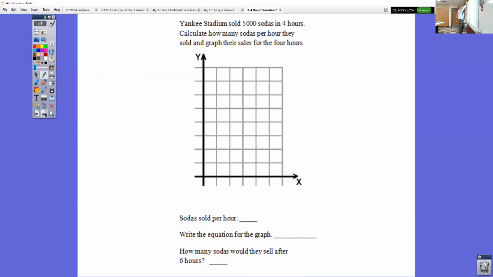Yankee Stadium sold 5,000 sodas in 4 hours. All right. So calculate how many sodas per hour they sold and graph their sales for 4 hours. So I'm going to title my graph right away. This is soda sales. Your elements of time always go at the bottom. So we have hours again. You might have days, you might have years, you might have seconds. And then this is the number of sodas going up along the side.